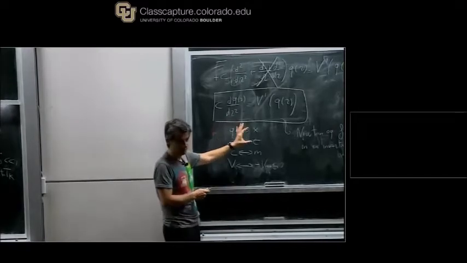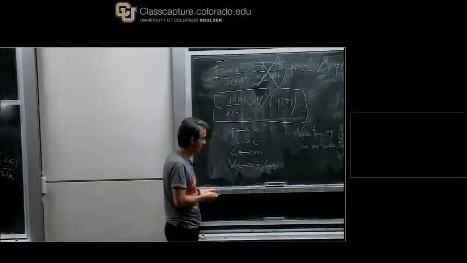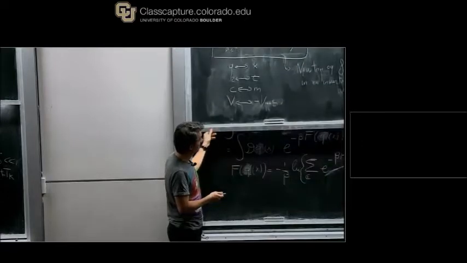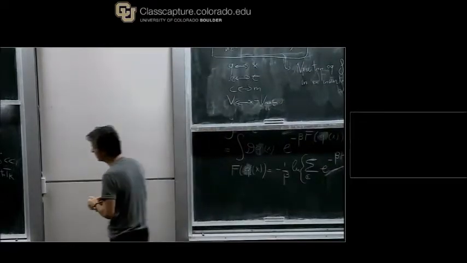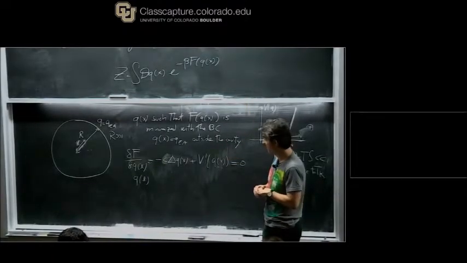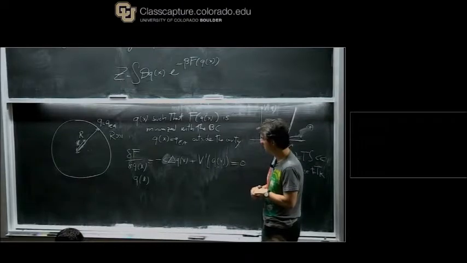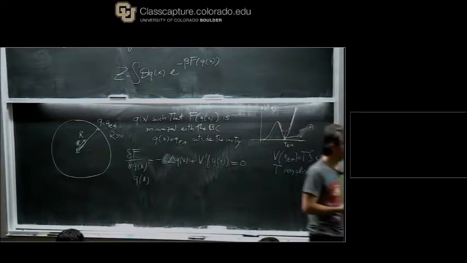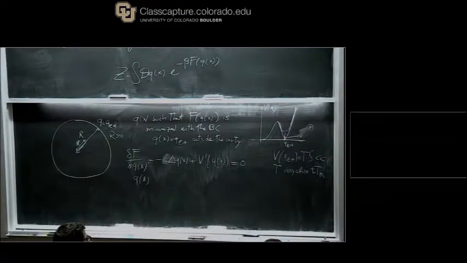Okay, so now let's solve this problem. Everybody knows how to solve this problem. What I want to find is the configuration Q of x that minimizes the free energy function F of Q of x, with the boundary conditions that are here, and with the condition that R is much larger than 1. So what does it mean?